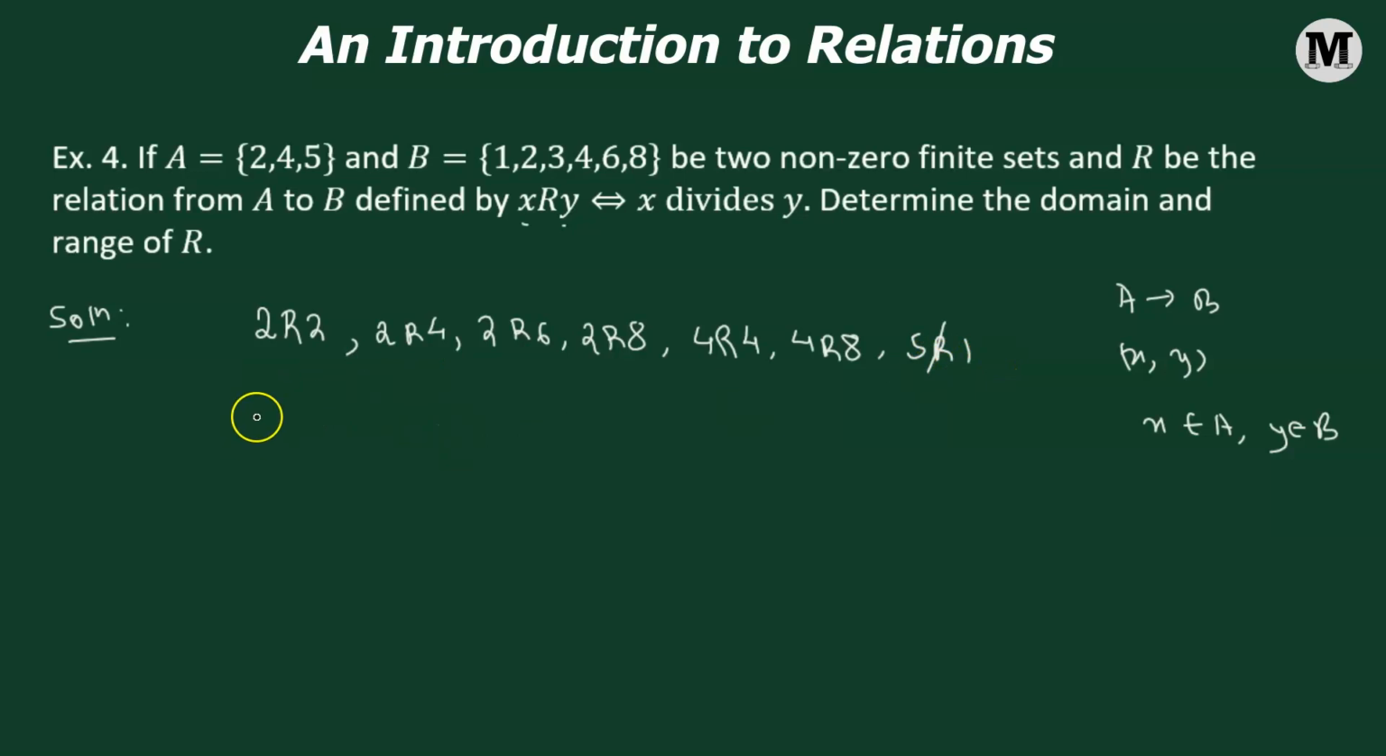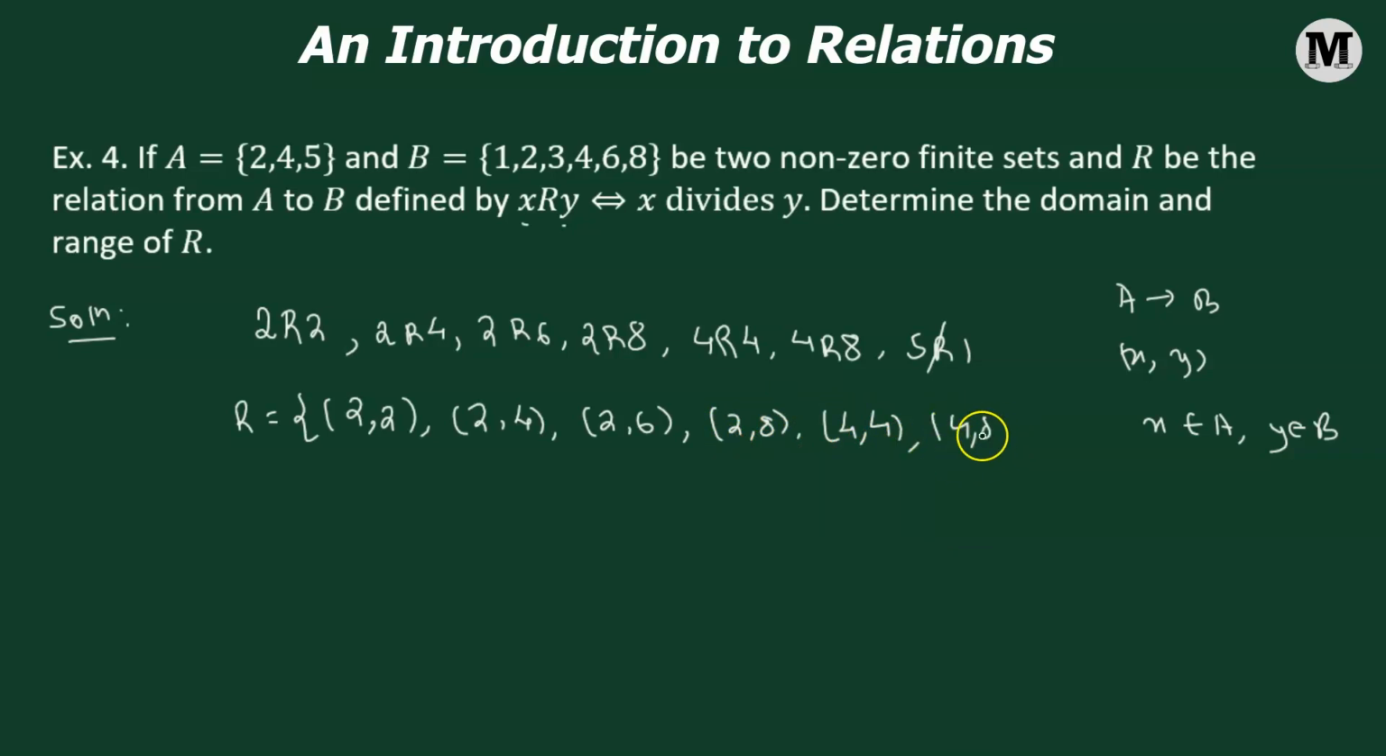So now that we have the relationship, we can specify the ordered pairs of the relation R. In place of 2R2 we can say 2 comma 2. 2R4 means we have 2 comma 4. 2R6 means we have 2 comma 6. 2R8 means we have 2 comma 8. Then we have the next ordered pair 4 comma 4, and the last one which is 4 comma 8. So this is going to be the relation R.